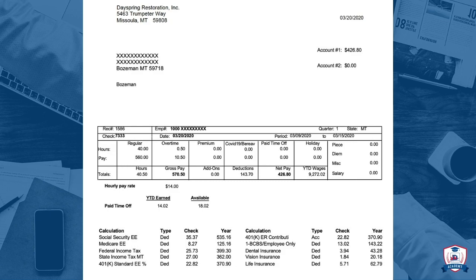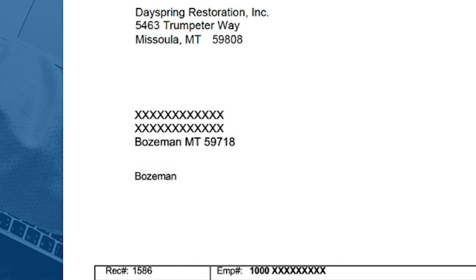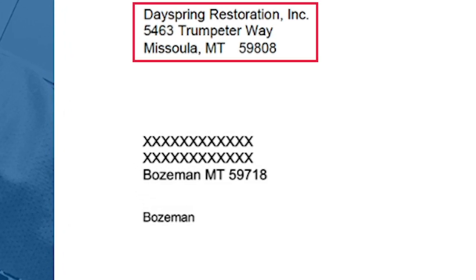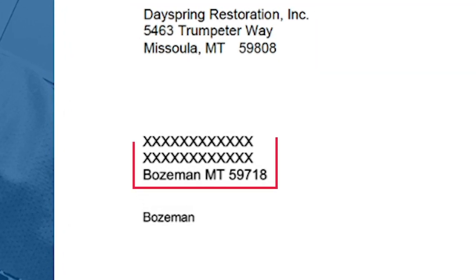At the top of your pay stub to the left-hand side, you will find the address of our headquarters in Missoula. Just below that, you will find your personal address. If your address or any other personal information is incorrect, please log into your account on Bamboo HR, and under the Personal tab, please input the correct information. Please note that you cannot make changes to your personal information using the Bamboo HR phone app. You must use the web browser version.